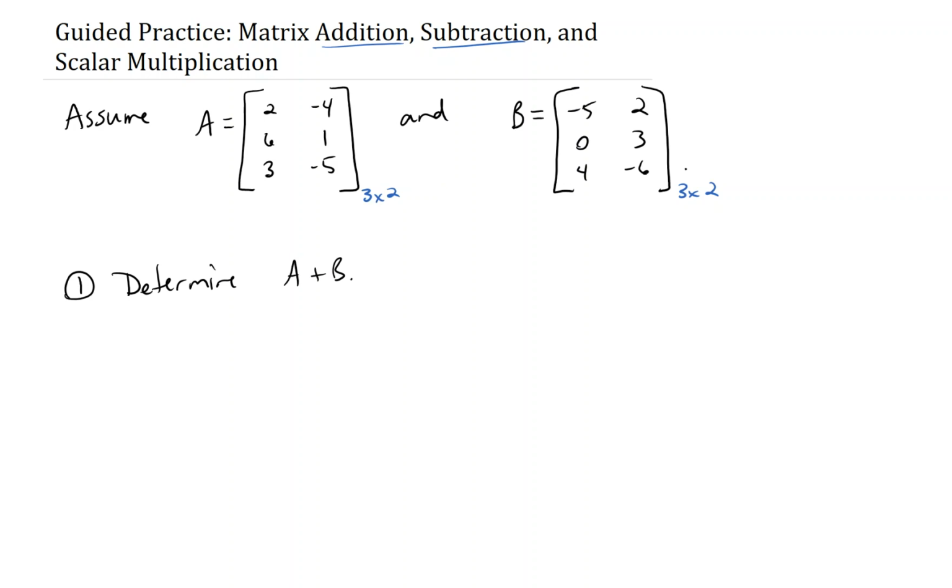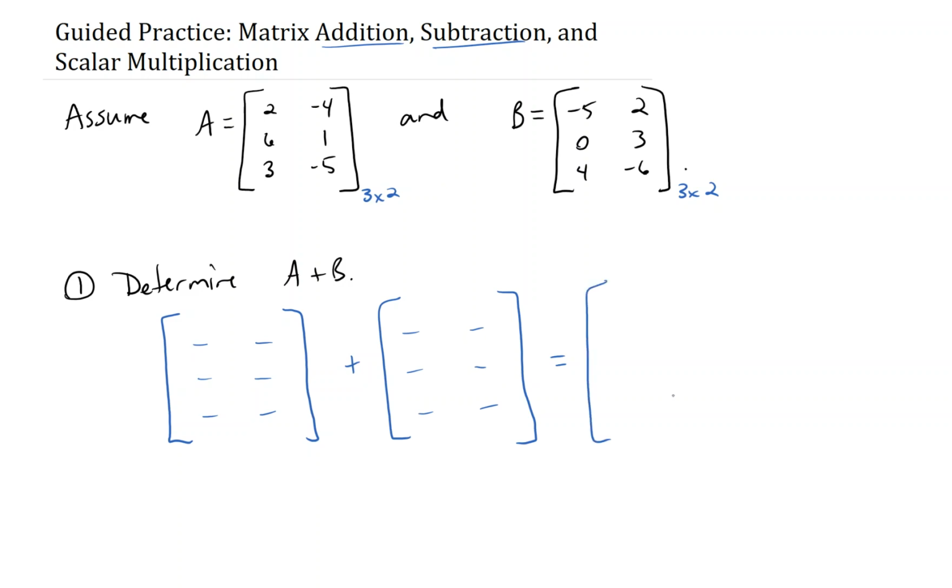So we're going to add matrix A to matrix B. You may want to copy matrix A, plus, and copy matrix B. Of course they're both 3 by 2 matrices, so you've got 6 entries in each matrix. To add the matrices, since each of these is a 3 by 2, the result will be a 3 by 2.